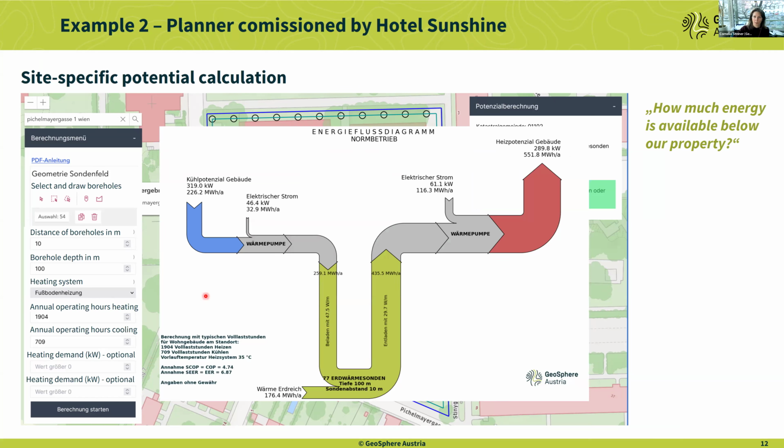And then you see this in an energy flow diagram. We have the cooling side of the building here on the left and the heating side of the building on the right. And in between is our borehole heat exchanger field. You see how much energy comes in from cooling, then the part of energy that comes from the surrounding underground, and then this is how much energy you can take out for heating.